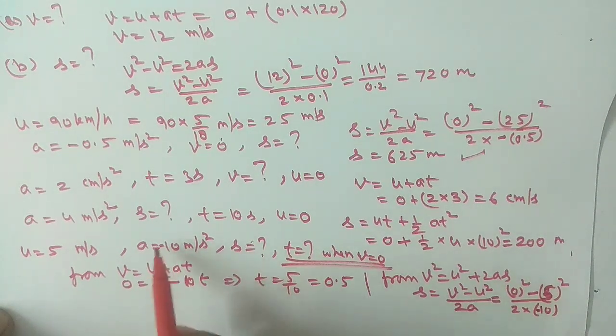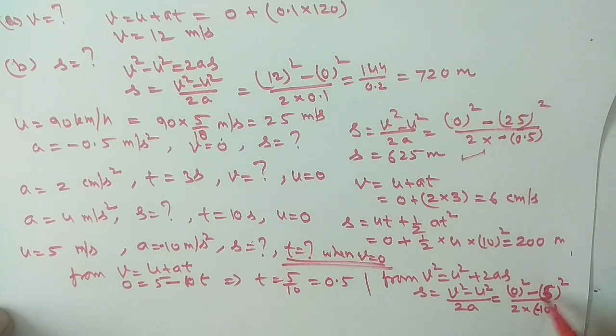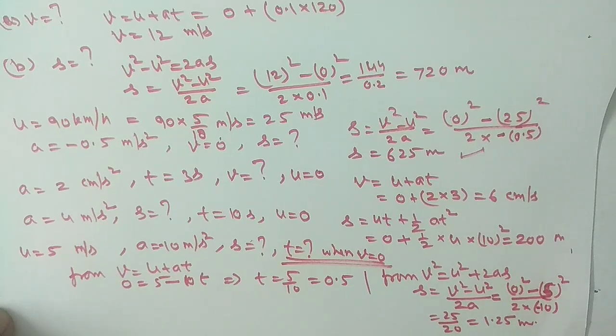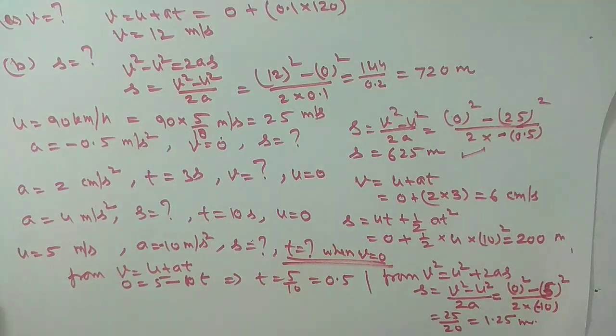Okay, initially you can write minus 10, so it is 25 upon 20, so 25 upon 20, so it is coming 1.25 meter. This is the answer of last block questions.